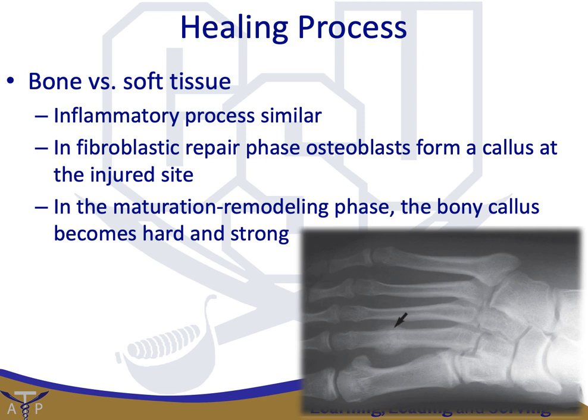When we look at these phases, in the fibroblastic repair phase of a bone, osteoblasts instead of fibroblasts are formed, and these form a callus at the injured site. You can see here in the picture where the arrow is pointing that there is a circular shaded area around the fracture. There was a fracture in between here, but over time, with the fibroblastic repair phase into the maturation remodeling phase, we know that there is an osteoblast or forming callus. When we go into the maturation remodeling phase, the bony callus becomes hard and strong and acts like bone would initially.